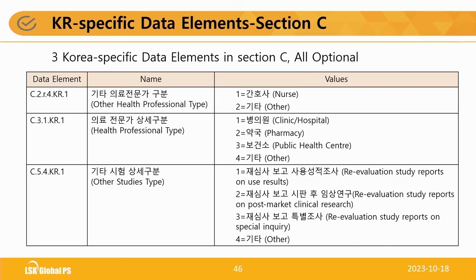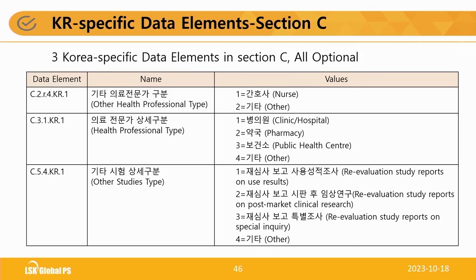And then in section C, we have 3 Korea-specific data elements. On the top, other health professional type. So we have nurse and then other. If you look at this, you might believe that we have only nurses and other health professionals. But if you go to C.3.2.R.4, there's no other. We have physicians and lawyers and nurses. So nurse and other are Korea-specific data elements.